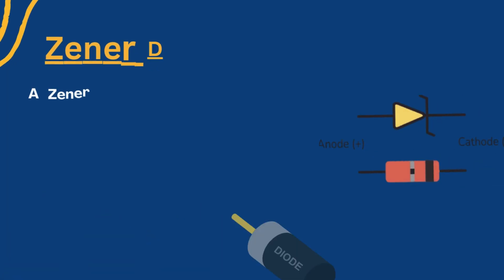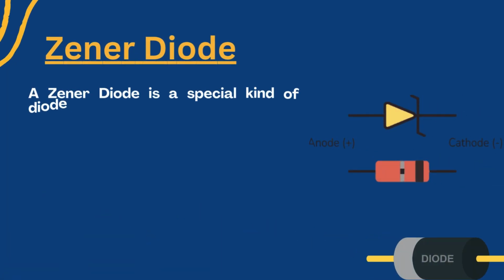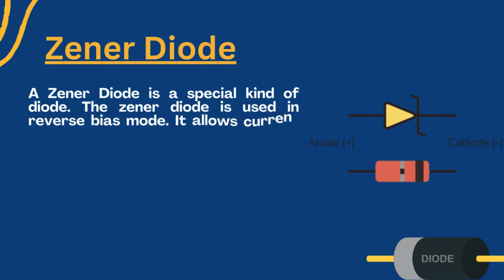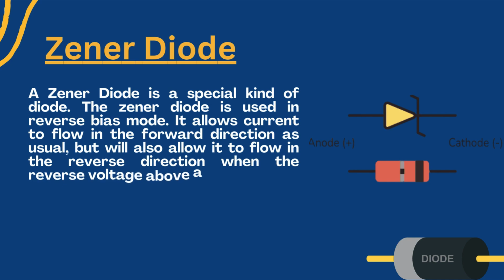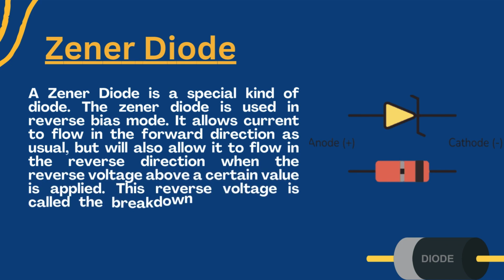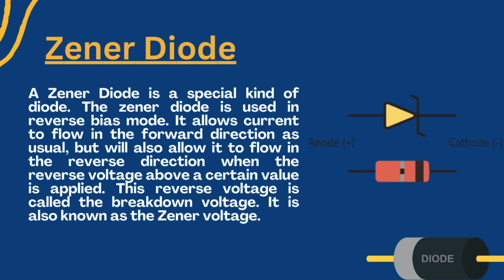A Zener diode is a special kind of diode. The Zener diode is used in the reverse bias mode and it allows current to flow in the forward direction as usual, but will also allow it to flow in the reverse direction when a reverse voltage above a certain value is applied. This reverse voltage is called the breakdown voltage, and it is also known as Zener voltage.